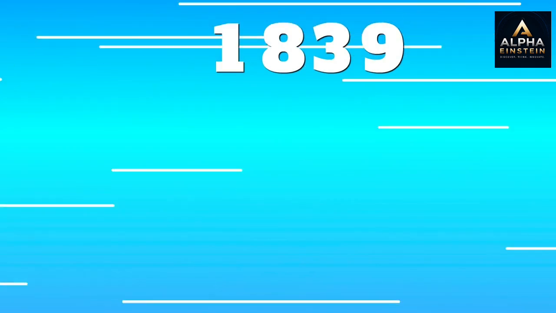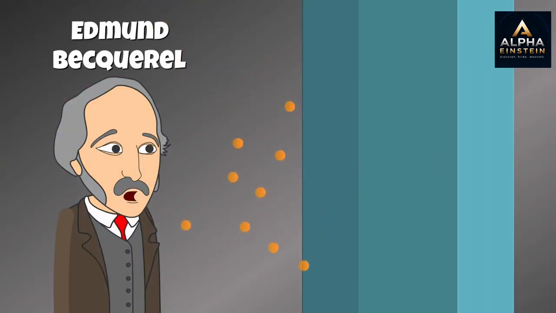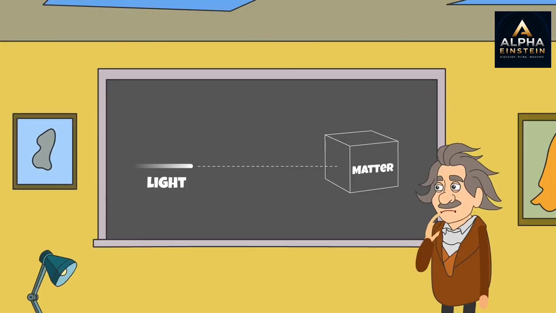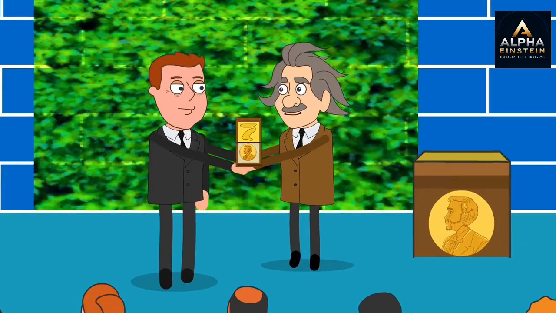In 1839, French physicist Edmond Becquerel first observed the photoelectric effect. Later, in 1905, renowned scientist Albert Einstein described the interaction between light and matter, revolutionizing our understanding of light. For his work, Einstein was awarded the Nobel Prize in Physics.